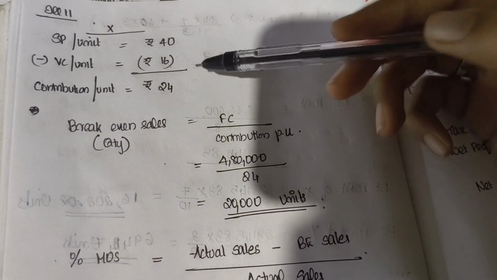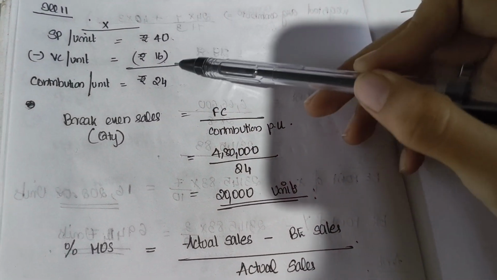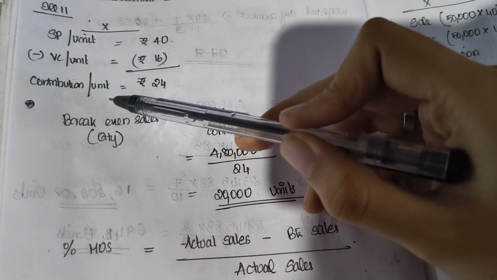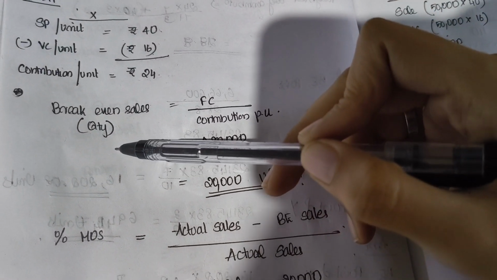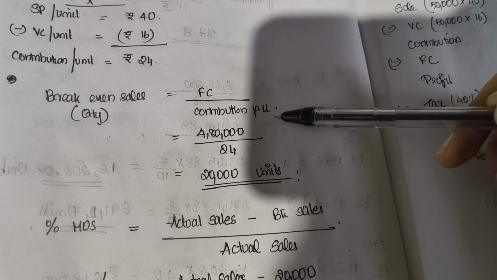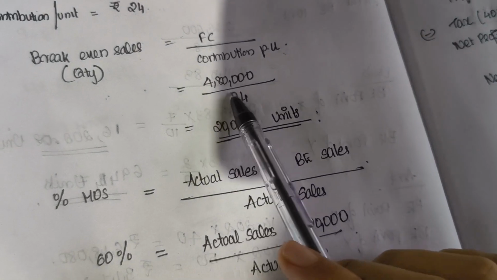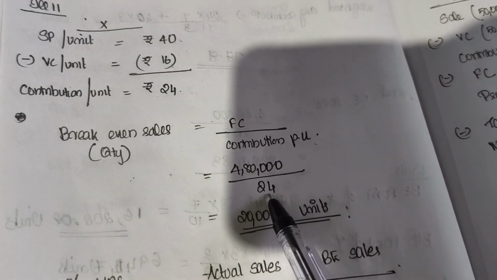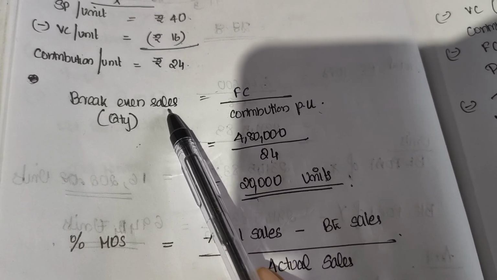So for product X, the selling price per unit is 40 minus variable cost per unit 16. We get contribution per unit as 24. From it, we can find the break-even sales quantity. Break-even sales quantity is fixed cost by contribution per unit. Fixed cost is given in the question as 4,80,000. So 4,80,000 divided by contribution per unit 24, we will get 20,000 units as the break-even sales.